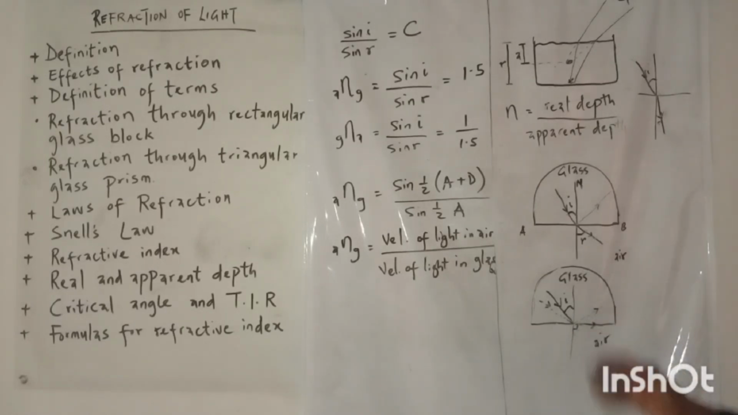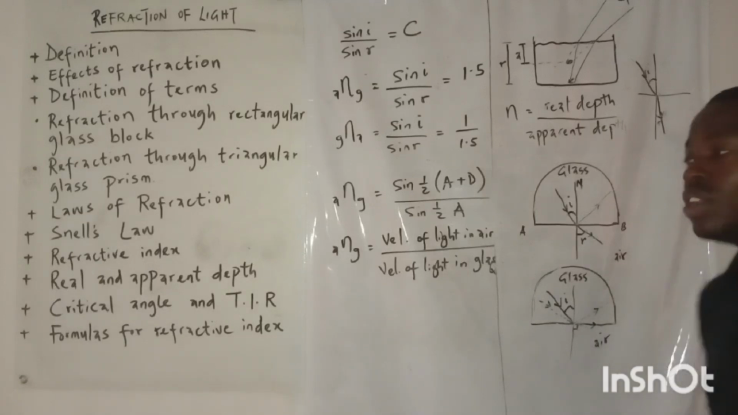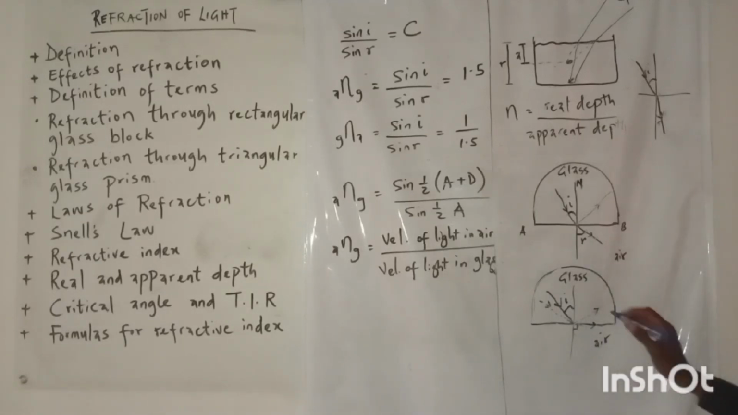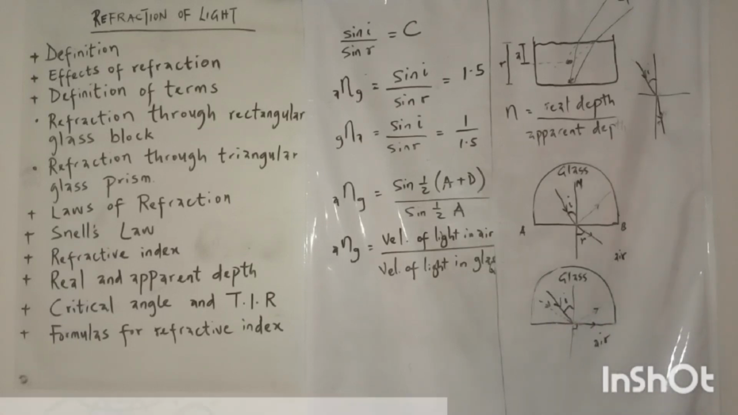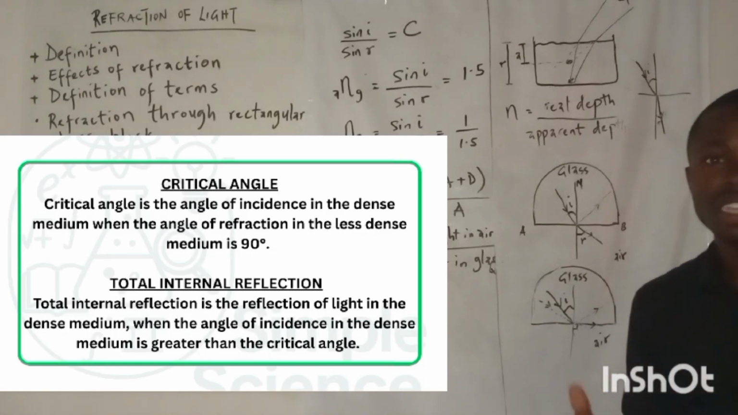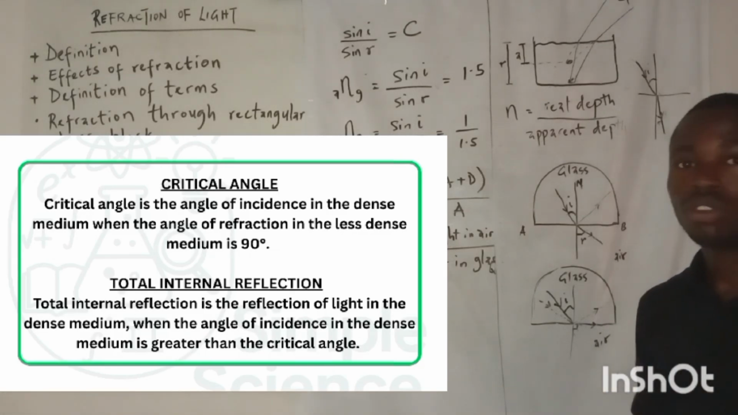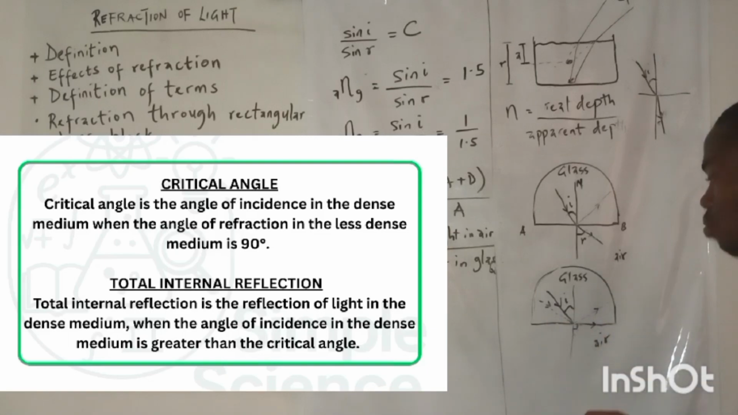So this phenomenon is known as total internal reflection, and total internal reflection is the reflection of light ray in the dense medium when the angle of incidence is greater than the critical angle. So that is total internal reflection. I'll take it again. Total internal reflection is the reflection of light rays in the dense medium when the angle of incidence in the dense medium is greater than the critical angle.